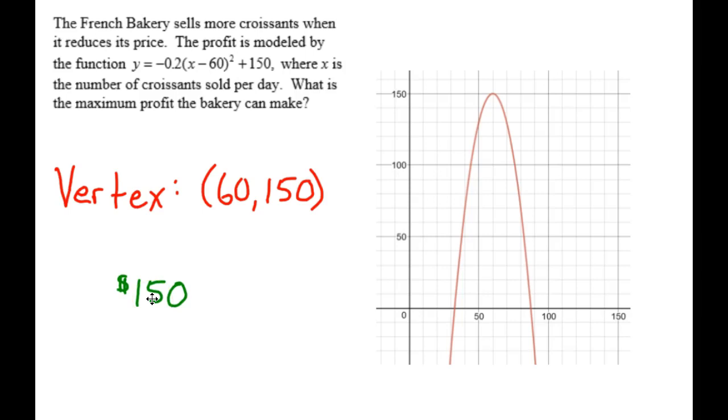Or you can just look at this in vertex form, understand that the maximum value occurs at the vertex, and identify that vertex, which is (60, 150). Then we look at the y value, which is the maximum value, which would be $150. So their maximum profit for selling those croissants when they reduce that price is going to be $150 if they sell 60 croissants that day.